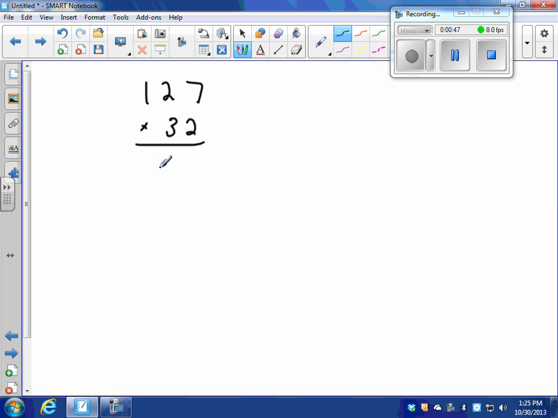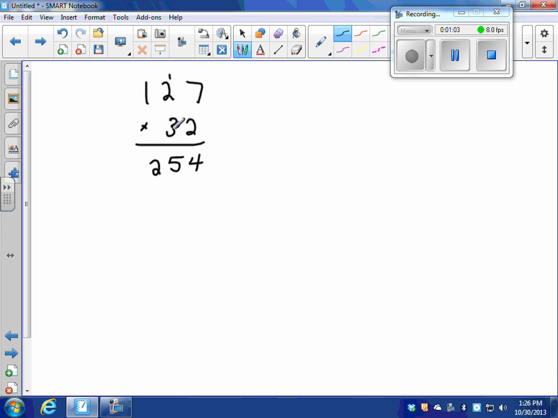If I'm solving this problem using the standard algorithm, I would multiply 2 times 7 to get 14. 2 times 2 is 4, plus 1 is 5. 2 times 1 gives me 2.